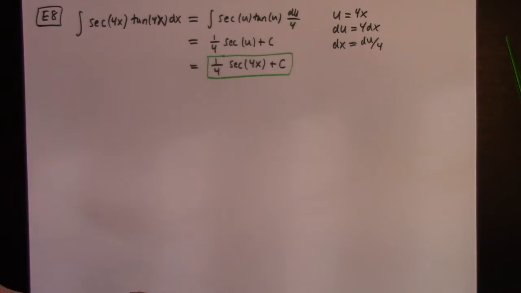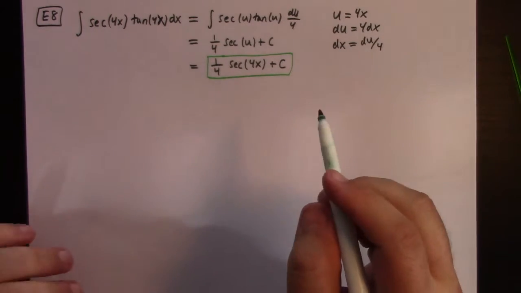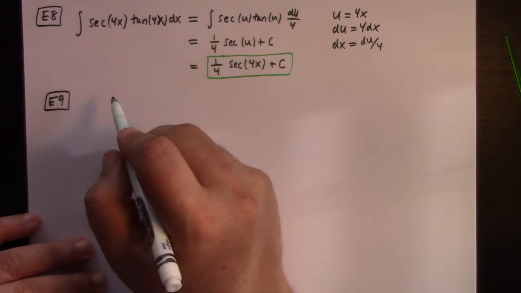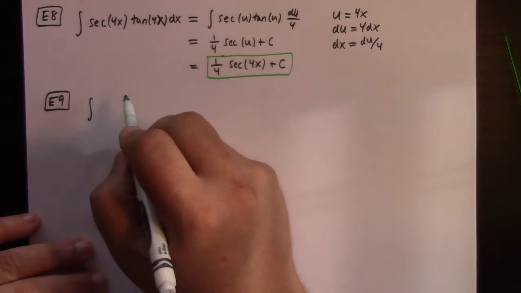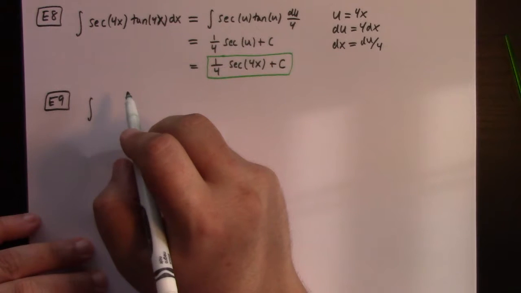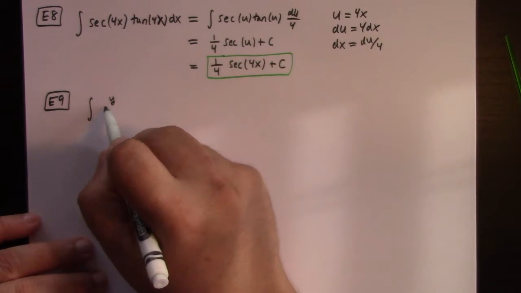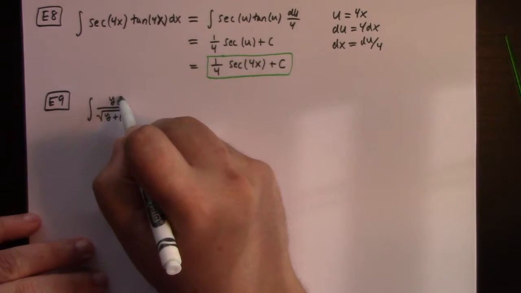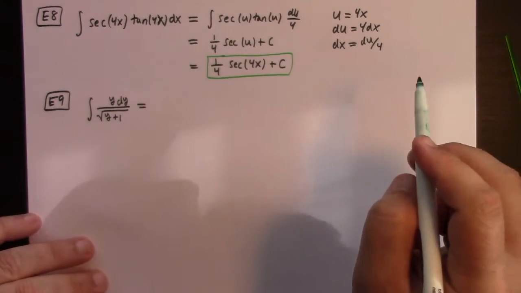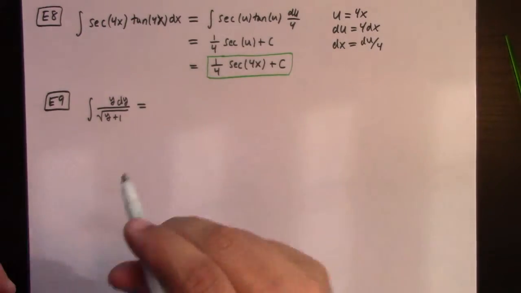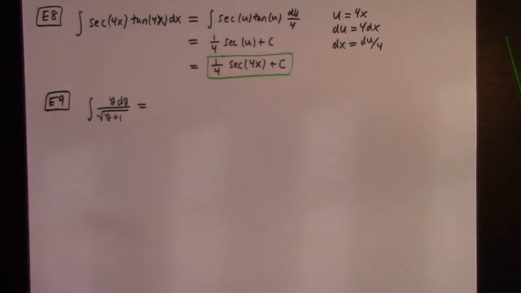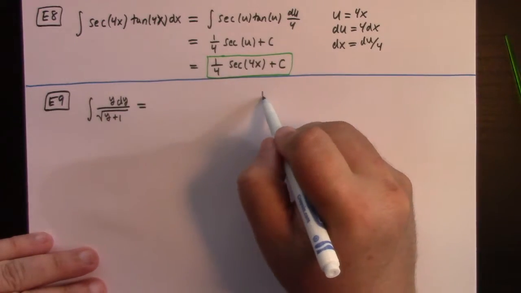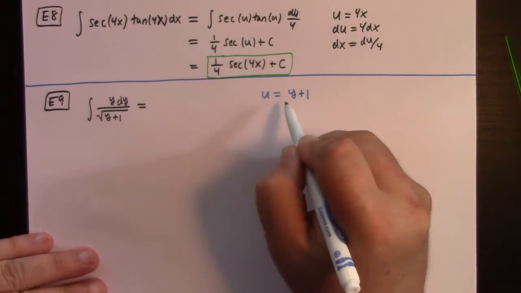Let's see here. Another example. Example 9. What if I was going to integrate y over the square root of y plus 1 dy? All right, I'm going to let u equal to y plus 1. So du is dy.